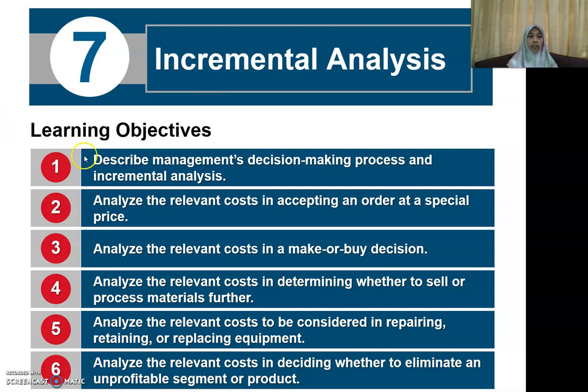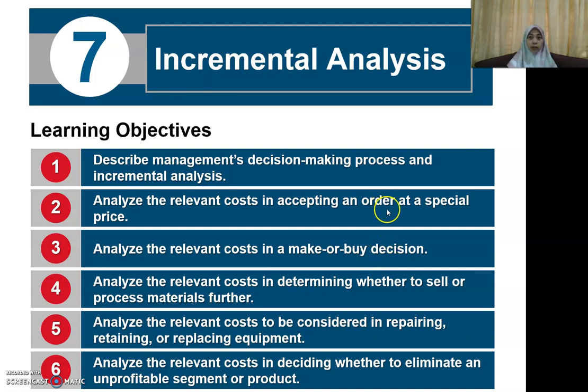Now let's move into another topic, chapter 7 of your textbook on incremental analysis. At the end of this chapter, you should be able to describe management's decision-making process and incremental analysis. That means you need to know the short-term decisions that will be made by management. And when we want to make that decision, we will look into the incremental analysis. Next, you need to be able to analyze the relevant cost in accepting an order at a special price. So we look into the relevant cost. And then next, analyze the relevant cost in a make or buy decision.